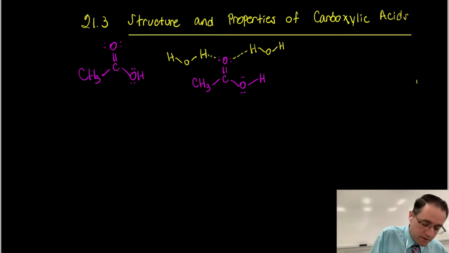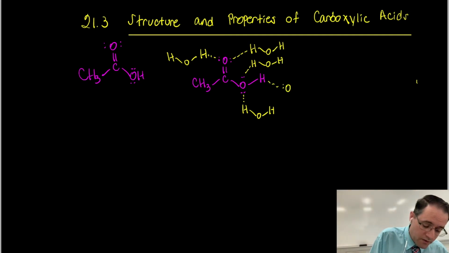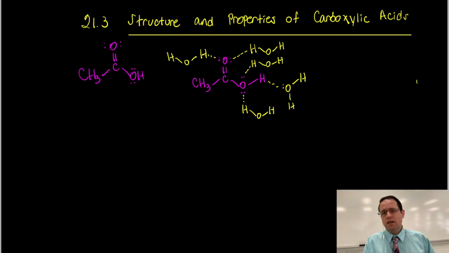And then we have two lone pairs on this oxygen atom. So it can hydrogen bond interact with a water molecule, and it can hydrogen bond interact with another water molecule, and then it has an OH, and that can interact with the lone pairs on a water molecule. So carboxylic acids that have 4 or fewer carbon atoms are going to be water soluble. So formic acid, acetic acid, propanoic acid, and benzoic acid are all very readily water soluble.